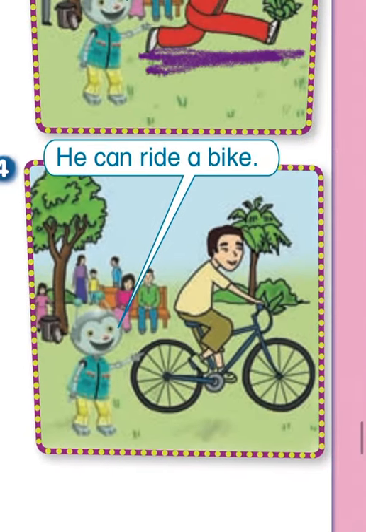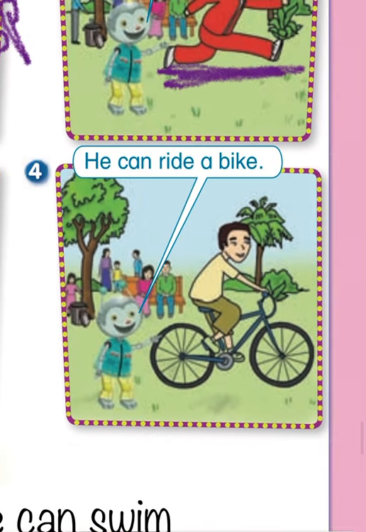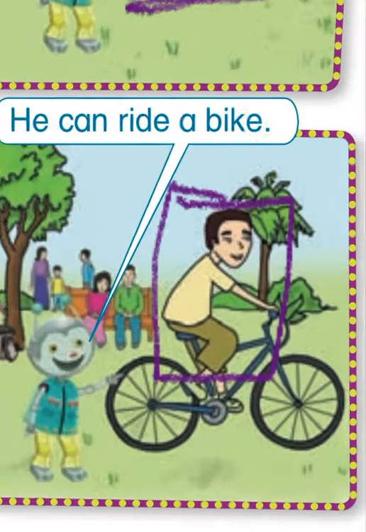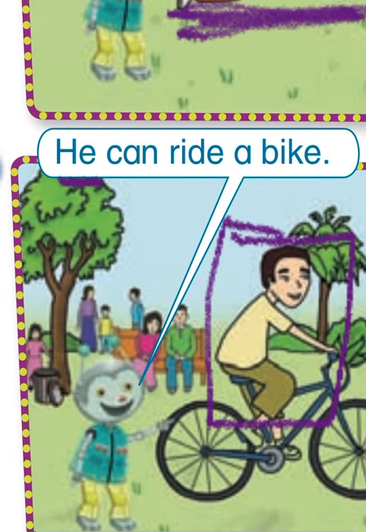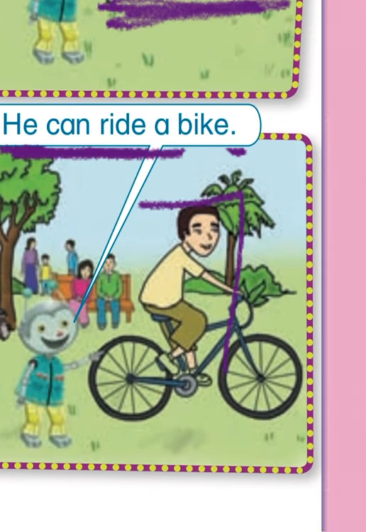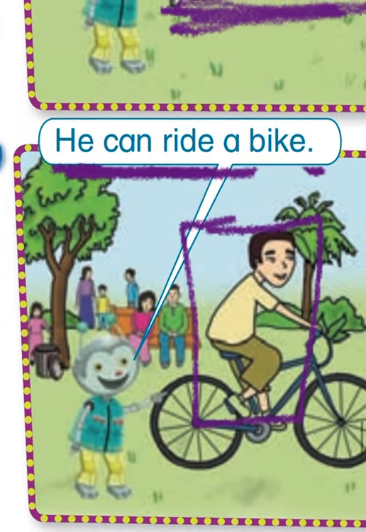The last picture. What about the last one? Look, also here we have a boy. Robot says he, because it's a boy, he can ride, R-I-D-E. Excellent, Maria. He can ride a bike, B-I-K-E. It's a boy, we say he. So robot says he can ride a bike.